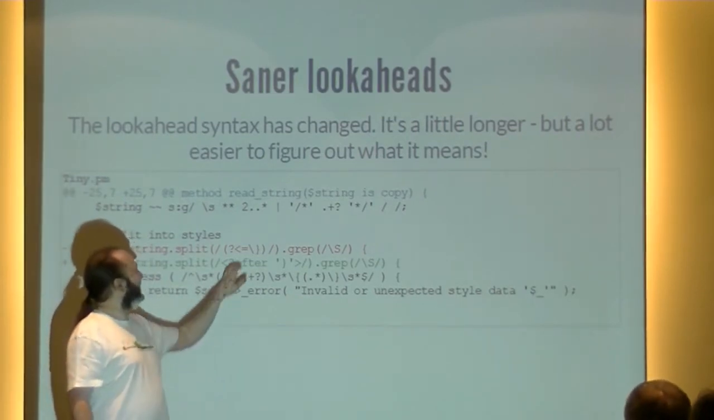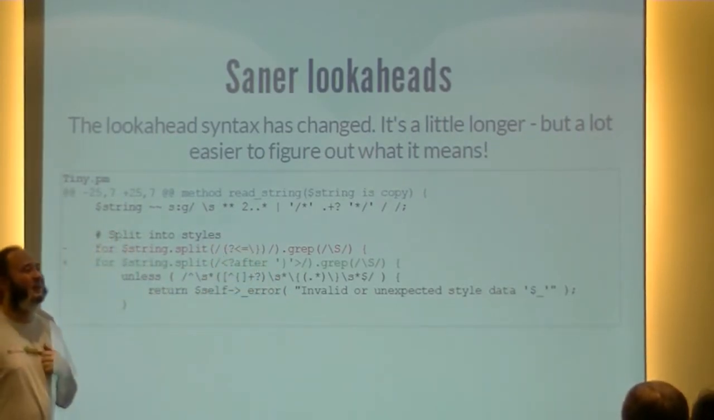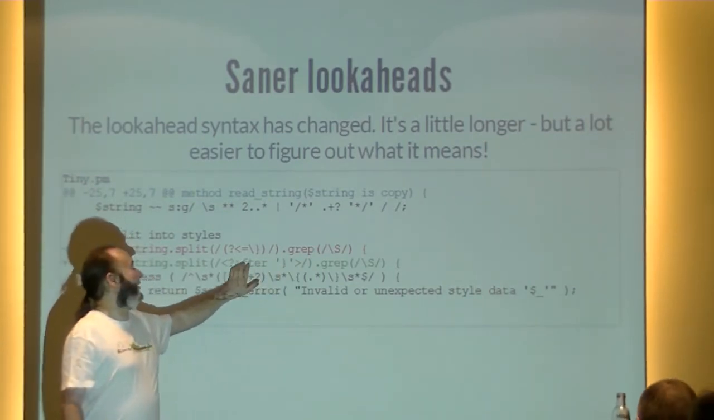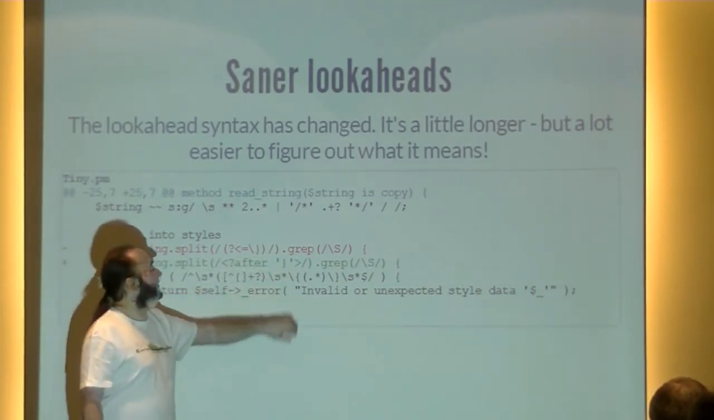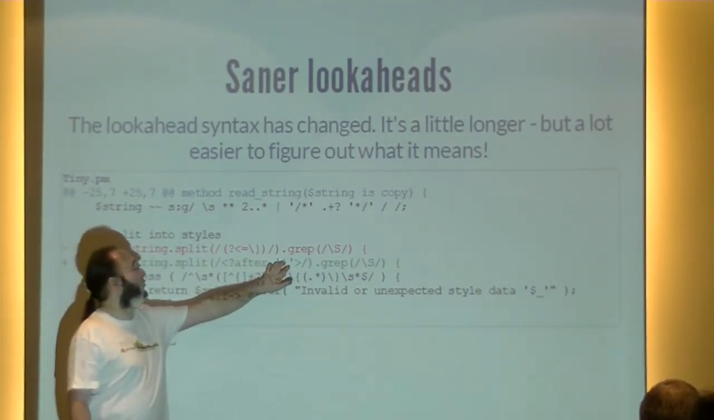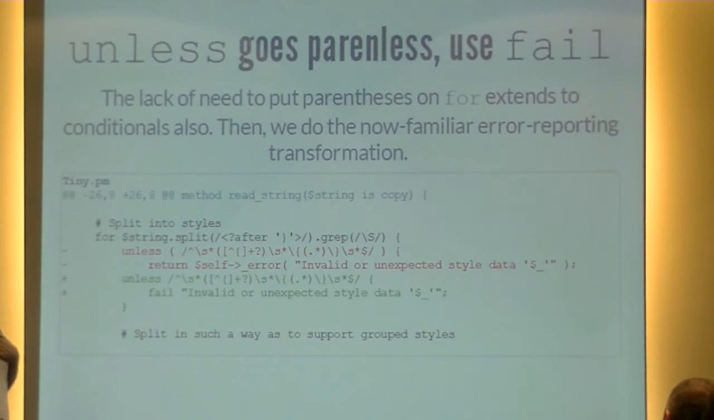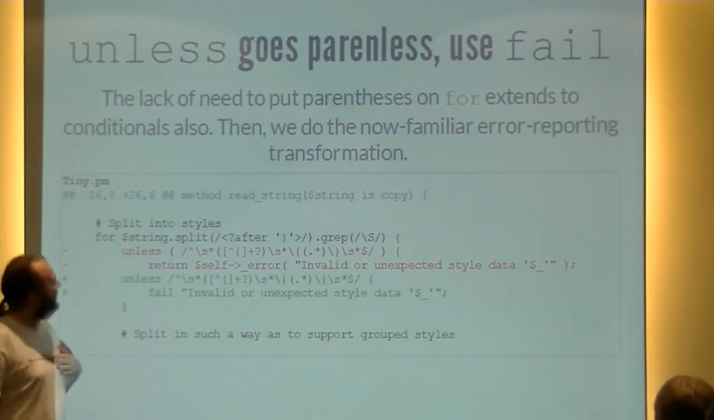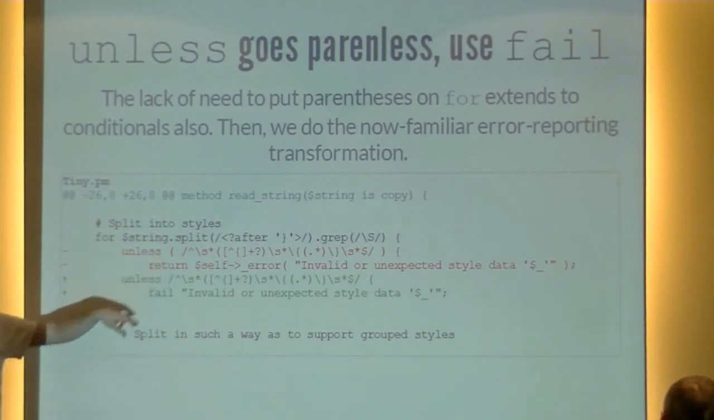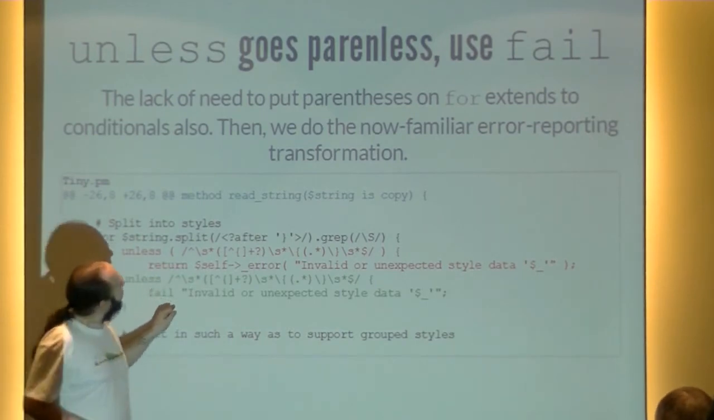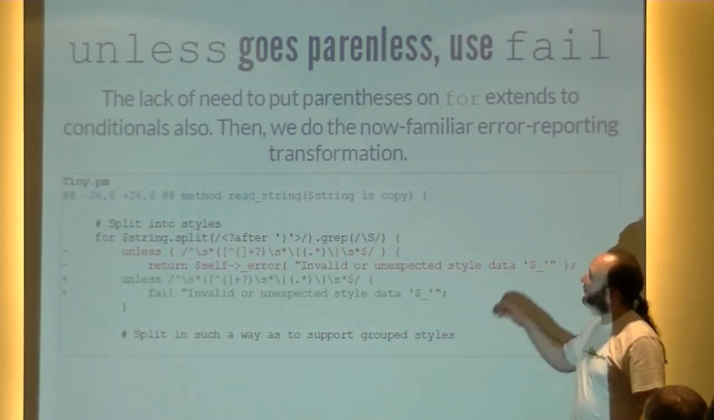I can tell from the intent of this that that's a look ahead, or a look behind. But here it's very clear. And we want to split after we've seen a closing curly bracket, and we can quote it rather than backslash it. Oh, what of this? Unless, just like for and if and while and all of these things, no longer needs to have the parens there, we toss those. Then we also know that we can do the sort of familiar error reporting transformation.